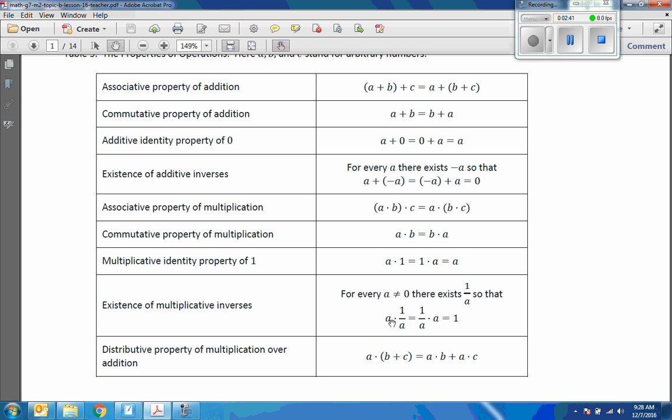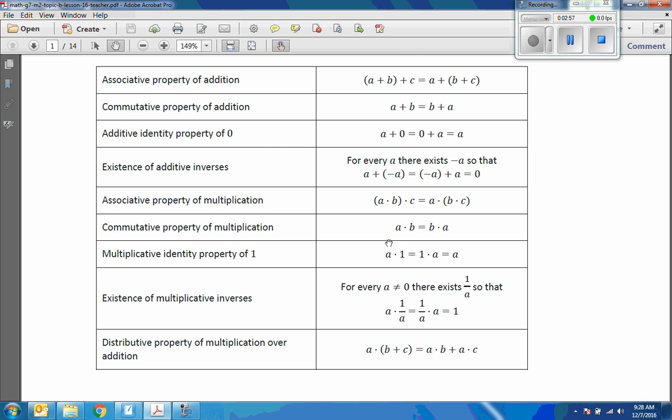Multiplicative inverse just means to take the reciprocal of a number. So the inverse of 5 is 1/5. 1/5 times 5 equals 1. So if you multiply by the inverse, you get the identity, 1. If you add the inverse, you get the identity, 0. When we do the inverses, the result is the identity.